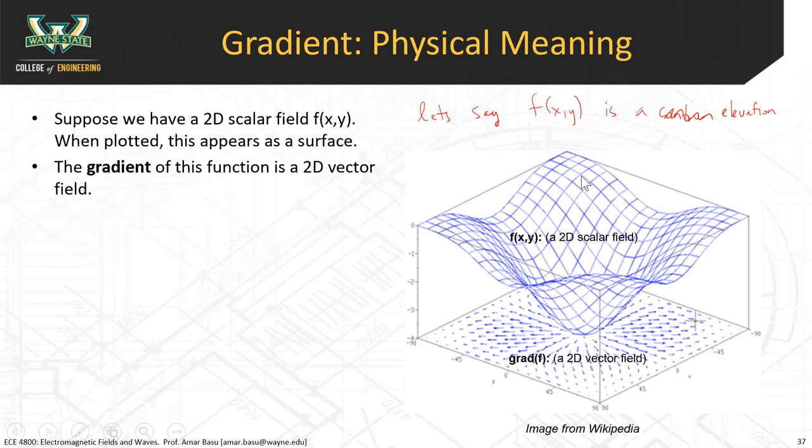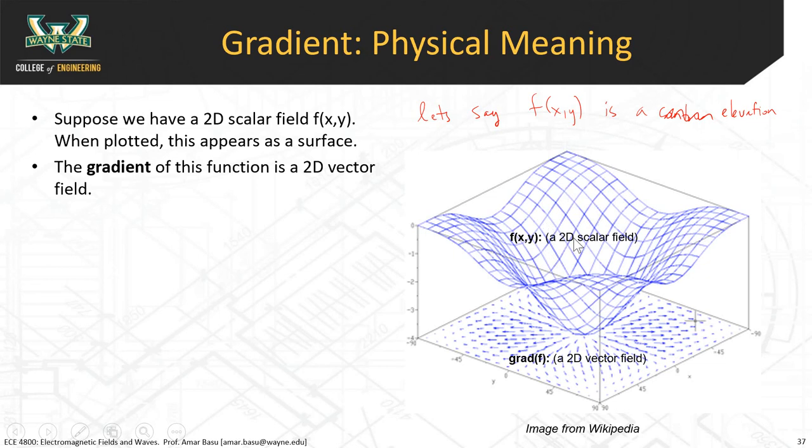The reason I chose elevation is because that's what this graph is essentially showing. It's a 2D field, meaning at every point x and y, it defines a value. At x equals 0, y equals 0, the value of the function is negative 4 here. But out here, let's say x is equal to negative 45 and y is equal to negative 45 somewhere here, the function is close to 0. So a two-dimensional scalar field means you have f of x and y, and if it's an elevation, when you plot it out like this, you can visualize that scalar function.